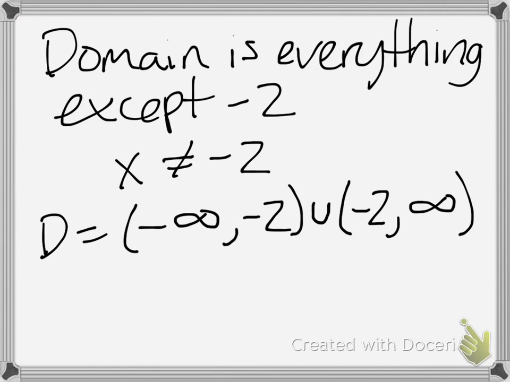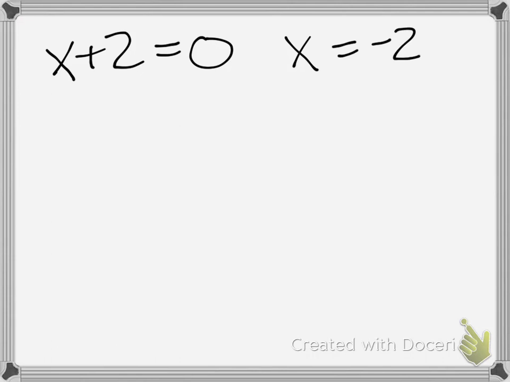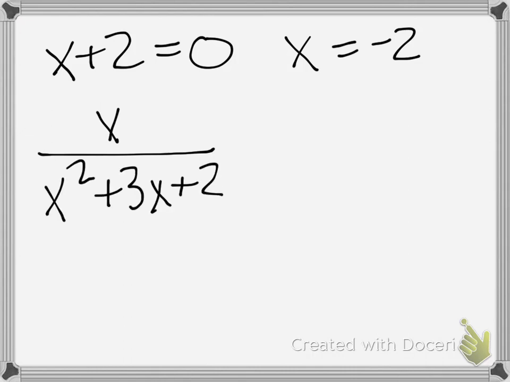This is why this section is included at this moment. How we got that -2 was by thinking, what makes this denominator, x plus 2, equal to 0? Certainly, x is -2. But what if I had something more complicated? Let's say I had x over x squared plus 3x plus 2. In order to find the domain, I need to know when is x squared plus 3x plus 2 equal to 0.